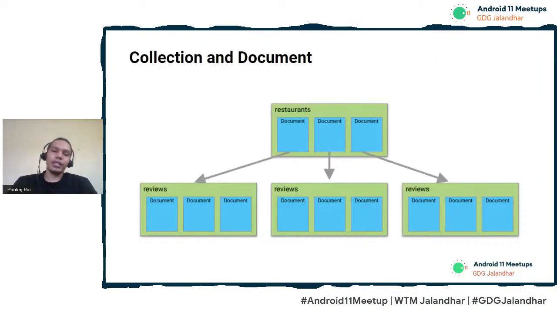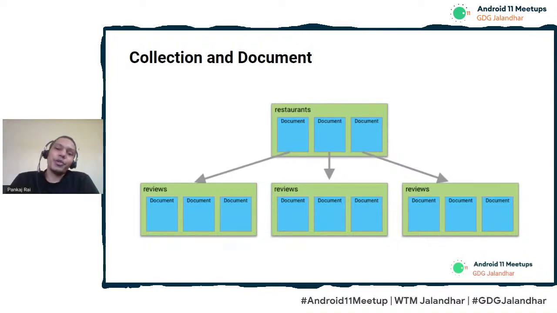And this is where I was saying that Firestore is flexible. Now you could see the restaurant here is a collection. It's a name of a collection, and this collection could store any number of documents. There's no such restriction on the number of documents in a single collection.